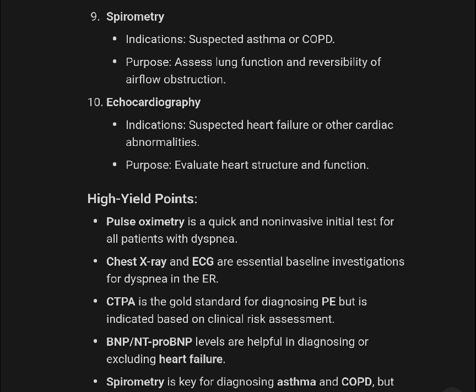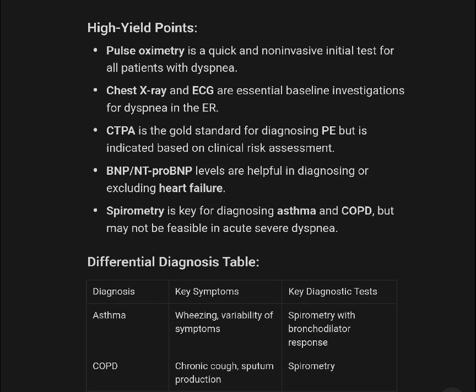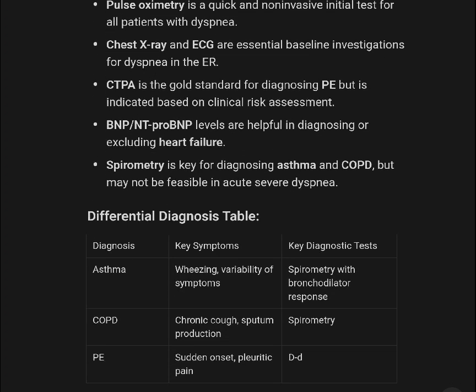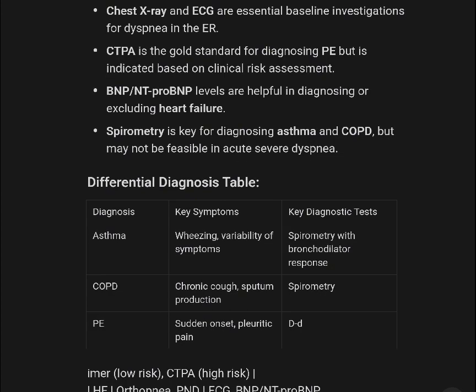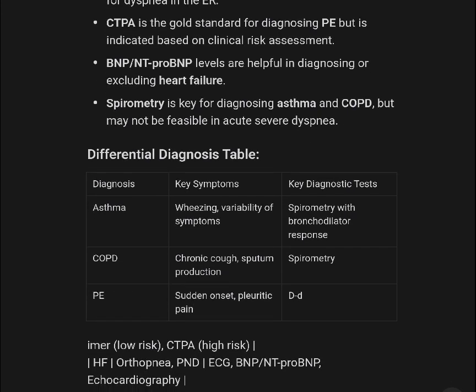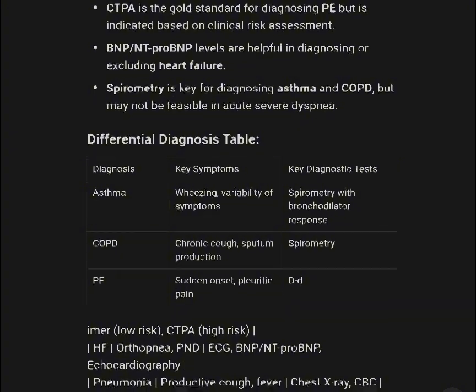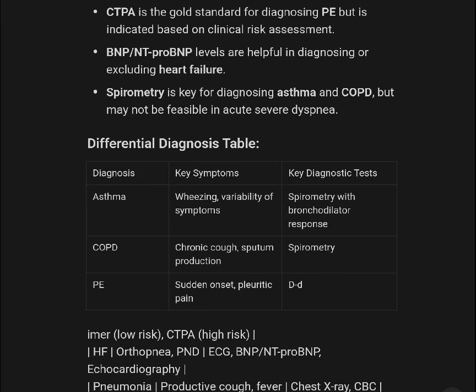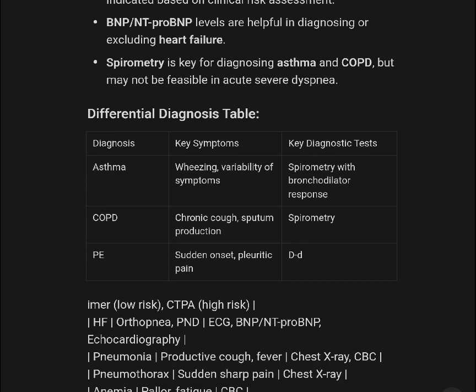Key endpoints. Pulse oximetry is a quick and non-invasive initial test for all patients with dyspnea. Chest X-ray and ECG are essential baseline investigations for dyspnea in the ER. CTPA is the gold standard for diagnosing PE, but is indicated based on clinical risk assessment. BNP and NT-proBNP levels are helpful in diagnosing or excluding heart failure. Spirometry is key for diagnosing asthma and COPD, but may not be feasible in active severe dyspnea.